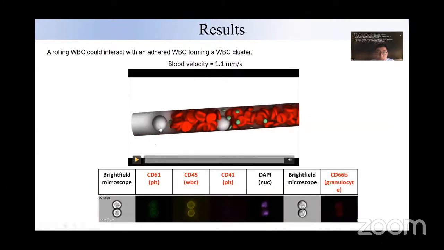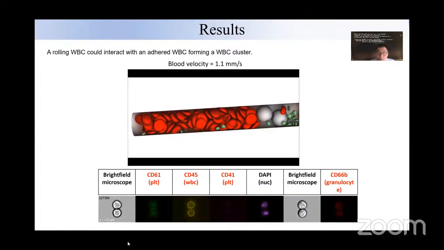So in the next case, we simulate a flowing white cell moving toward the adhered white cell. We can see the flowing white cell actually can push the adhered white cell and make it detached from the thrombogenic site and forming this two white cell flowing cluster. And this also provides an explanation for why we observe this type of clusters in the blood samples of COVID-19.